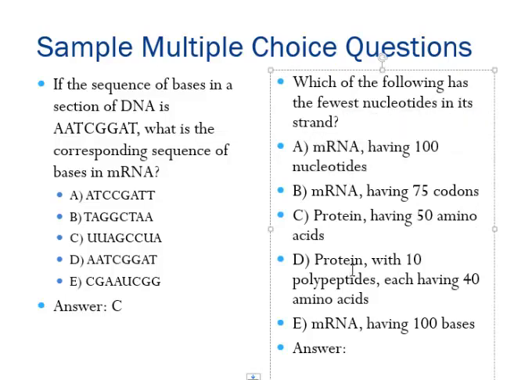A protein with 10 polypeptides having each 40 amino acids, that's 400 amino acids altogether, that's obviously a lot. And an mRNA having 100 bases. I'm just going to cut choice E because choice E looks like the same as choice A.